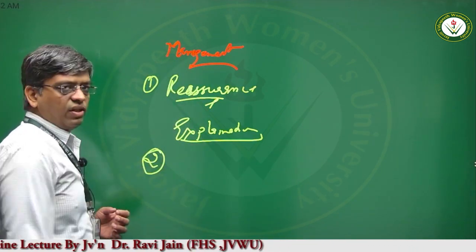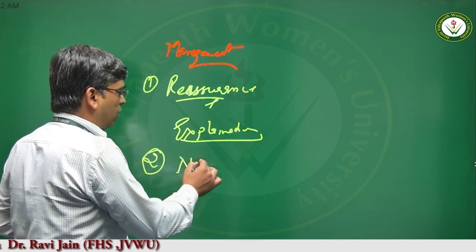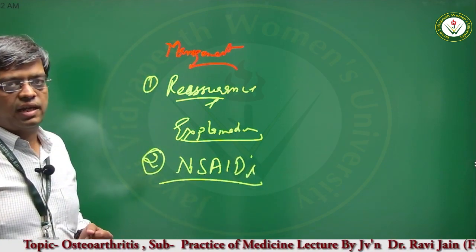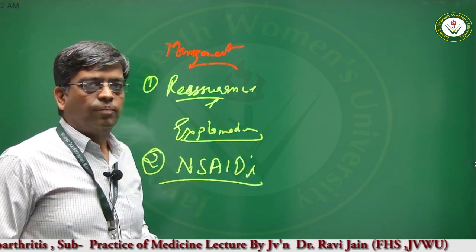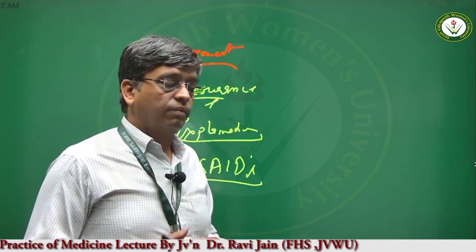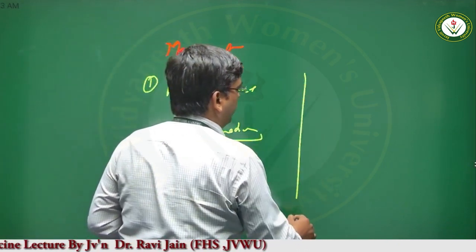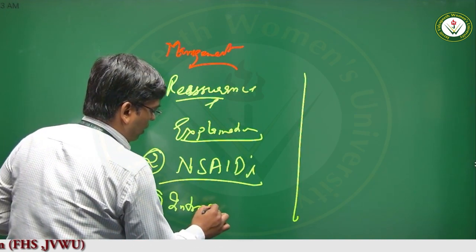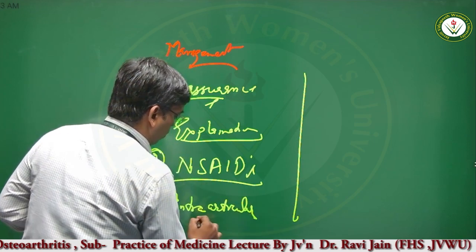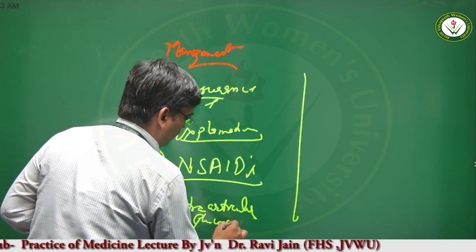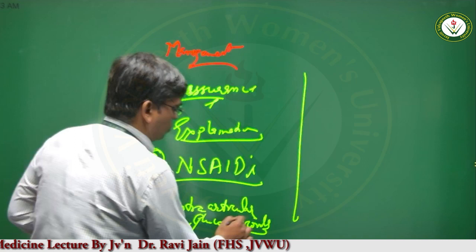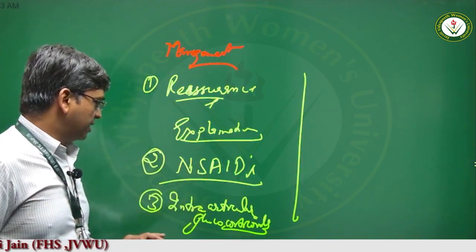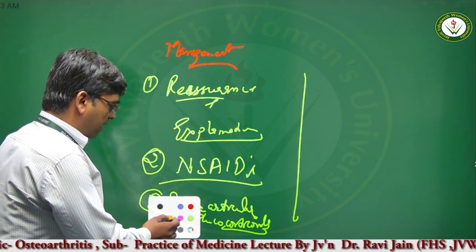Next, for relieving the pain, we have to give non-steroidal anti-inflammatory drugs, known as NSAIDs. We can give COX inhibitors also. And in the advanced stage, when we cannot do anything, many times intra-articular glucocorticoids are also given. So reassurance and explanation about the disease condition, NSAIDs and intra-articular glucocorticoids can be given.